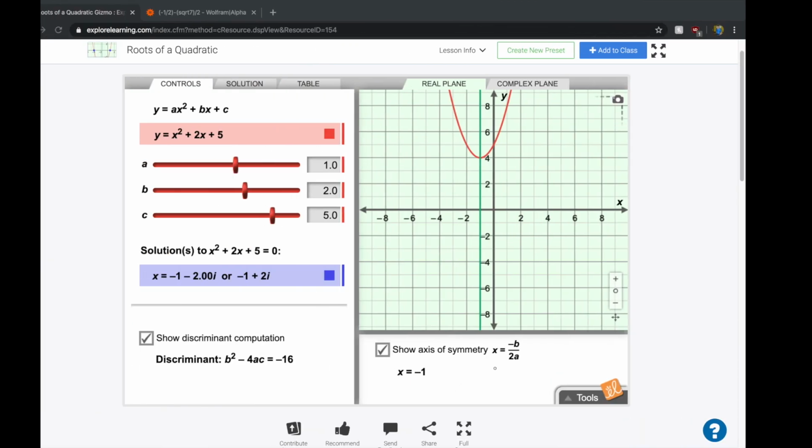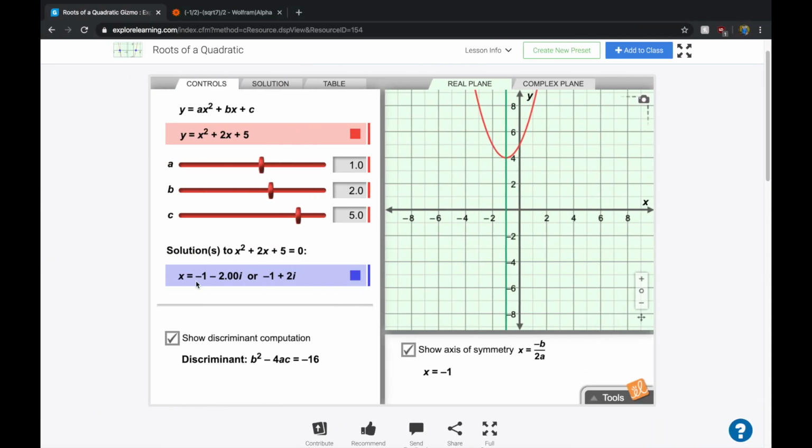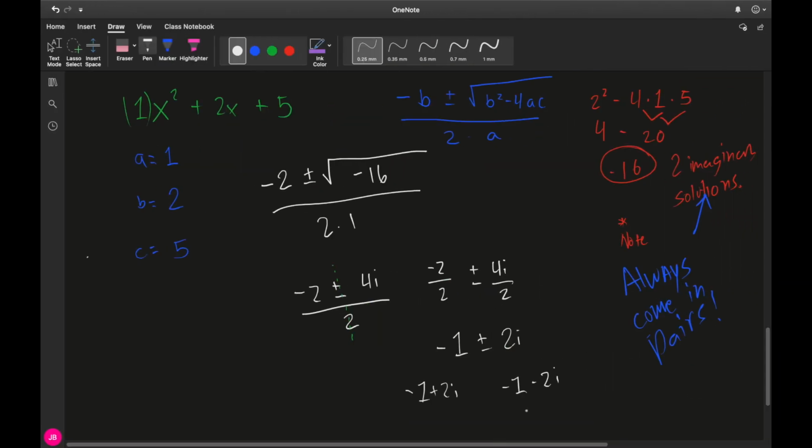Now let's check Gizmos to see if those are our answers. We have -1 minus 2i or -1 plus 2i. So it seems that these would both be our correct answers.